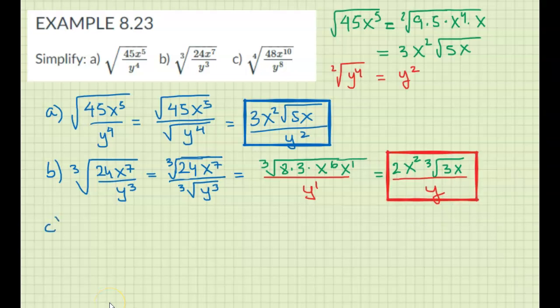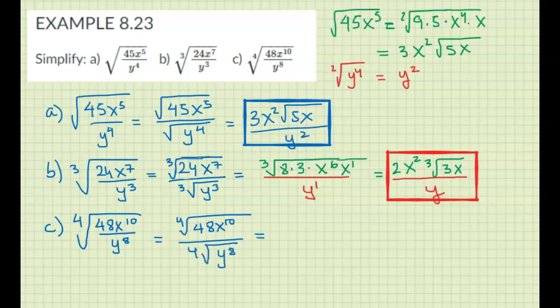Alright, let's go to C. 4th root of 48 x to the 10 y to the 8. Split it up. So 4th root of 48 x to the 10. 4th root of y to the 8. Alright, so 4th root of 48 doesn't work. We're going to split up 48 into 16 times 3 because 16 is 2 to the 4. And x to the 10, we've got to get that to divide by 4. So this is x to the 8 and x to the 2. Right, because 8 divides by 4.